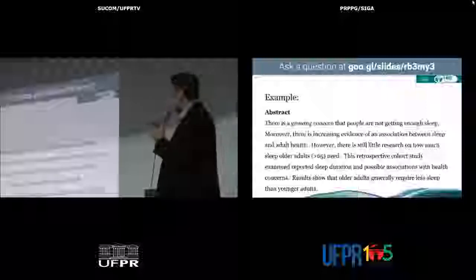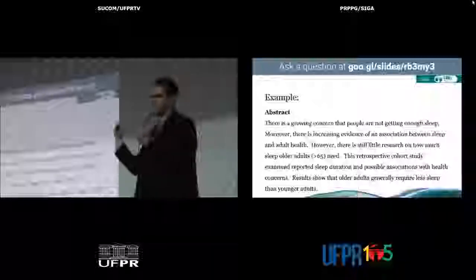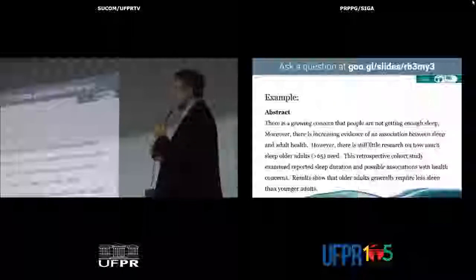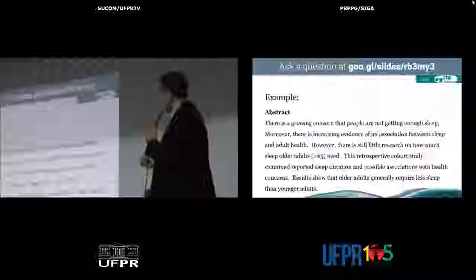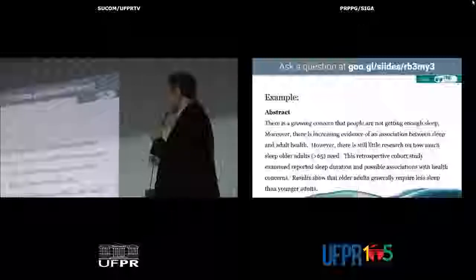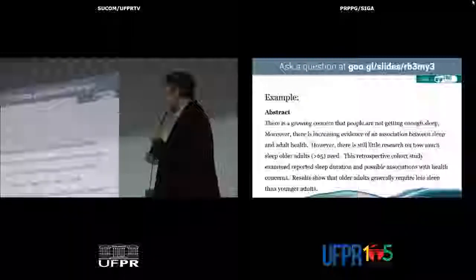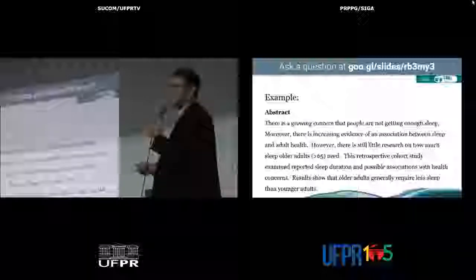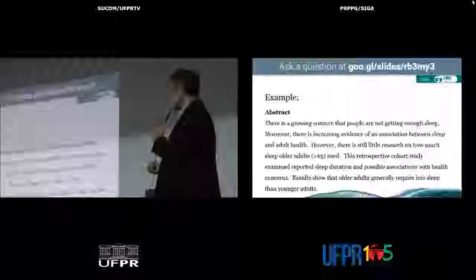So, for example, let's look at a fake abstract. There is a growing concern that people are not getting enough sleep. Moreover, there is increasing evidence of an association between sleep and adult health. However, there is still little research on how much sleep older adults need. This retrospective cohort study examined reported sleep duration and possible associations with health concerns. Results show that older adults generally require less sleep than younger adults.